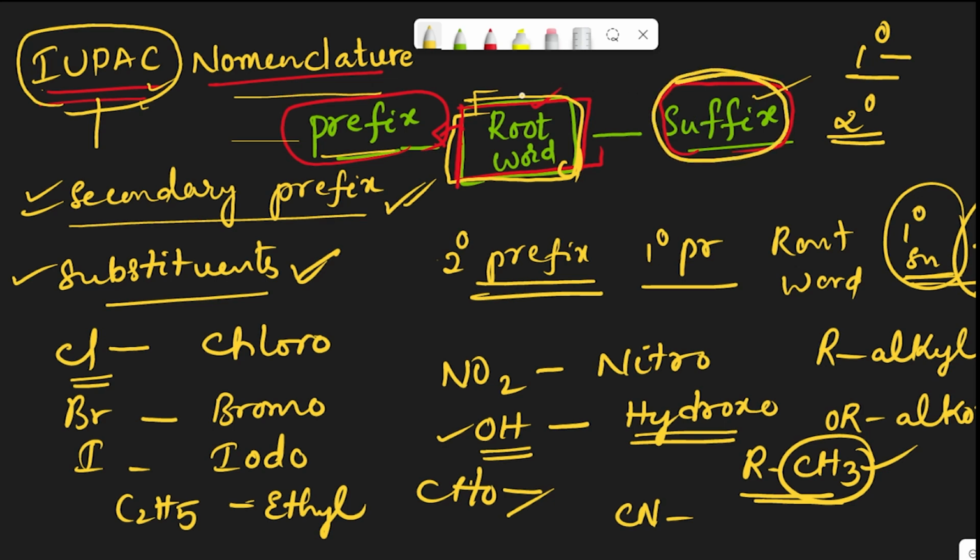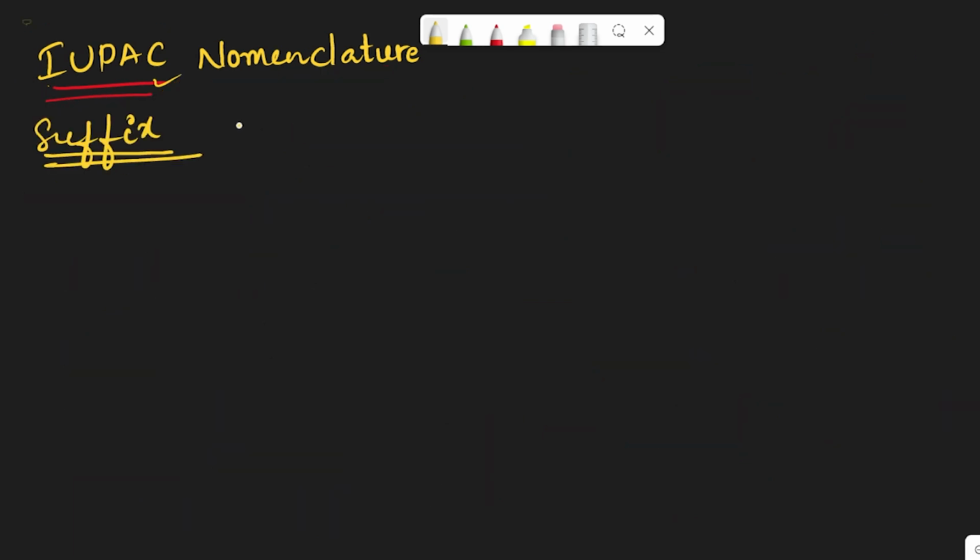We have to explain clearly what the root word is. Root word tells the number of carbon atoms in the compound. Is it okay? And we have to discuss the prefix also. Prefix may be primary and secondary. Here the primary prefix indicates whether the compound is cyclic or not, whereas the secondary prefix indicates the substituents. Now let me explain about the suffix. Suffix is generally also of two types: primary suffix and secondary suffix.